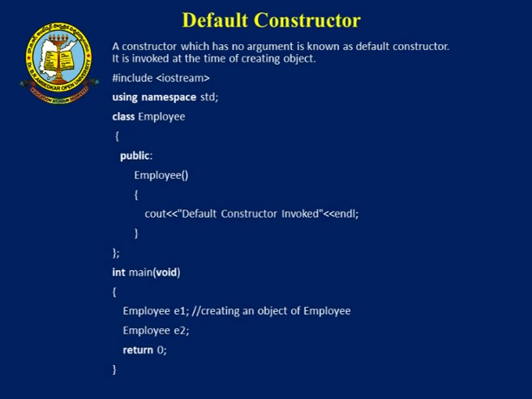You can create more than one object for a class. You can create n number of objects for a class. Here I created only two objects: Employee E1 is one object, and Employee E2 is one more object. Here I created two objects for the Employee class. So this is about the default constructor.